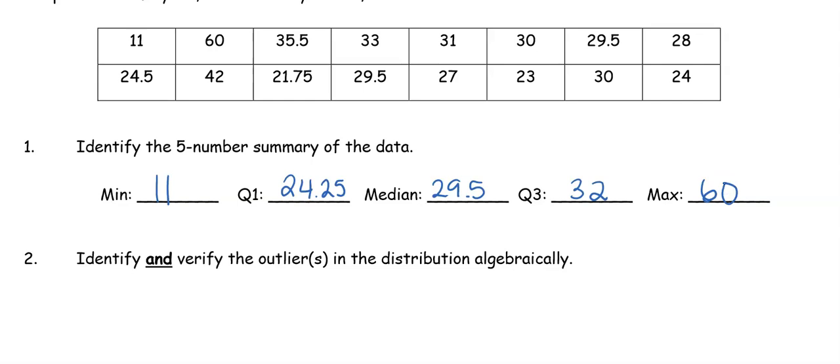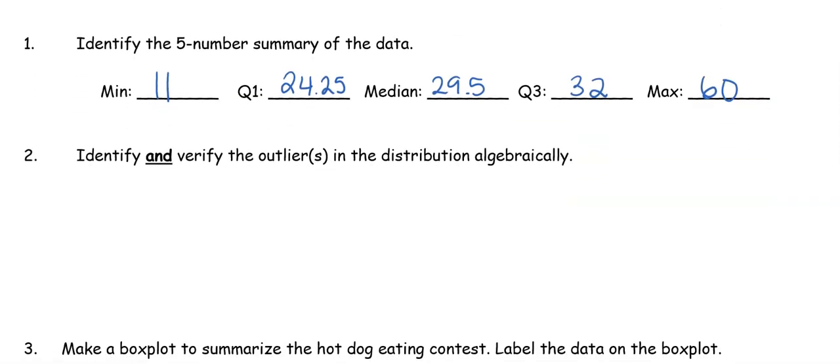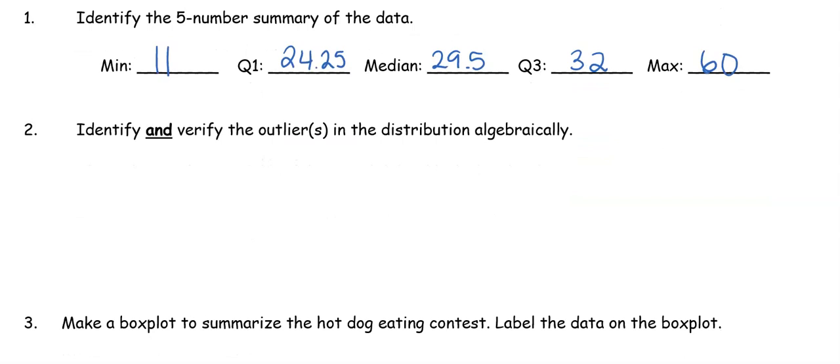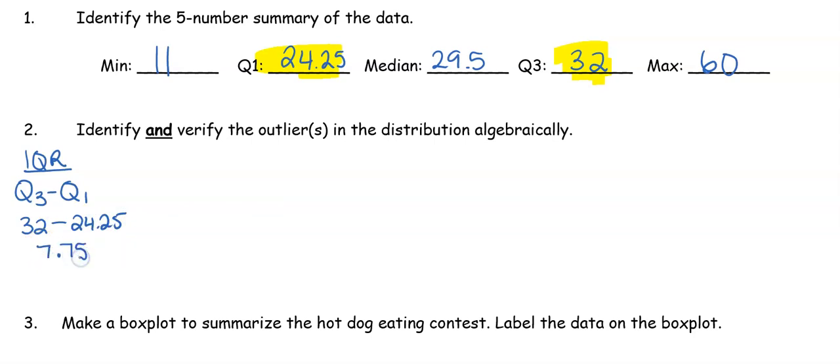Now we want to figure out, do we have any outliers in this data? To figure out if we have outliers, whether they're lower or upper, we start off by finding our IQR. The IQR is Q3 minus Q1, that middle half of that data, the range of it. So 32 is our Q3 minus our Q1 of 24.25. We get that our IQR is 7.75.